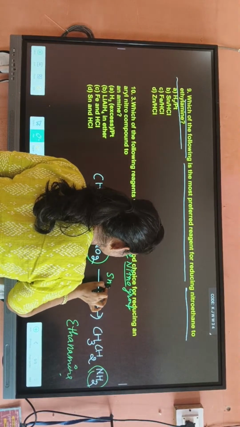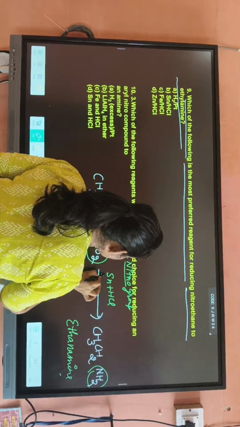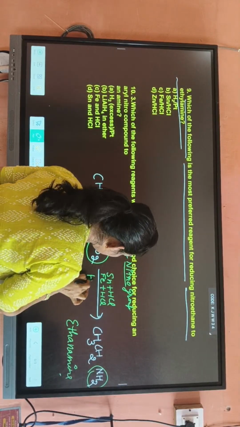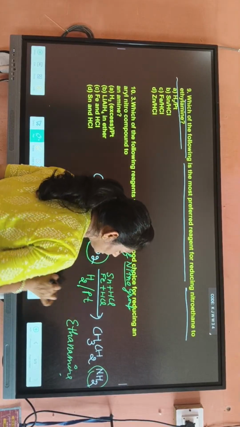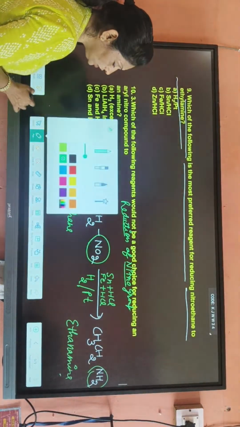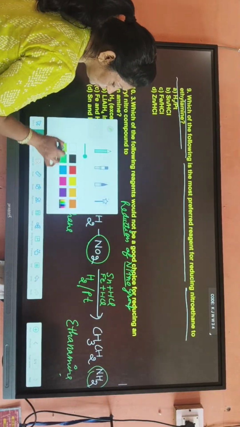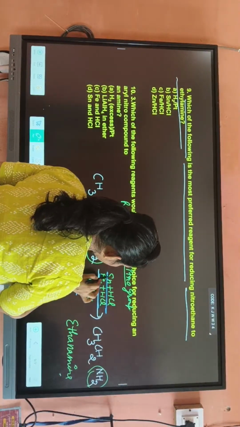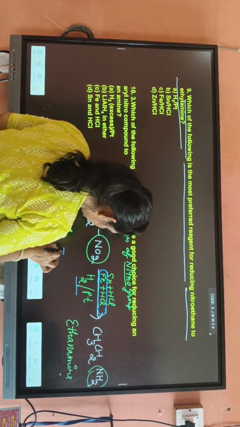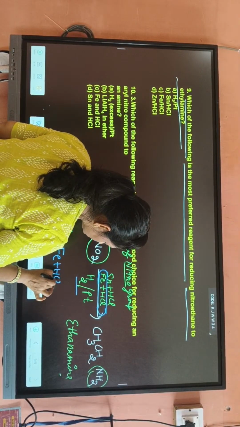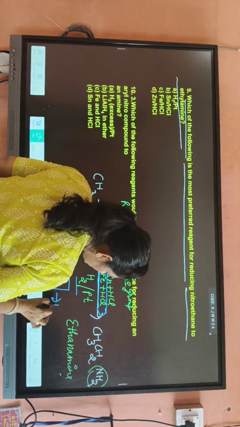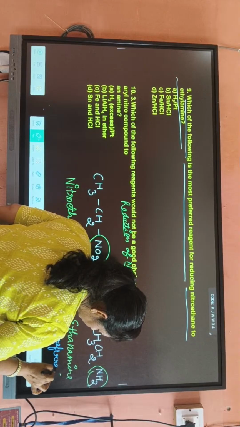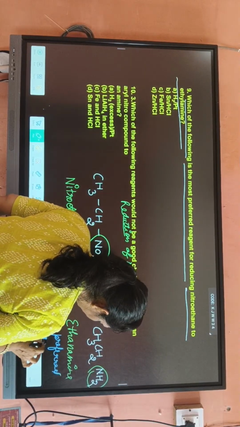One is Sn plus HCl, second one is Fe plus HCl, third one is hydrogenation, H2/Pt. This reaction is given in your NCERT also. These three reagents you can use. But student, this one reagent, Fe plus HCl, this one is the most preferred reagent.